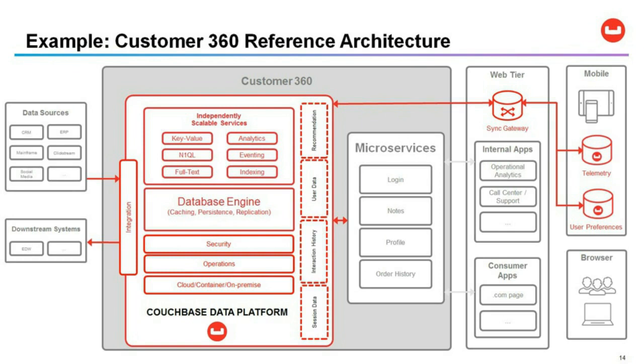So back to your 360 platform, you'll most likely be collecting data like session data, interaction history, user data, recommendations. All this data is stored in Couchbase. And you probably have a microservices component with your login engine, for example, or your profile data, or your order history, things like this. Moving out to the web tier, this is where you'll see your apps reside, both your internally facing apps, like operational analytics, your call center, et cetera, and your consumer apps, like your web page.